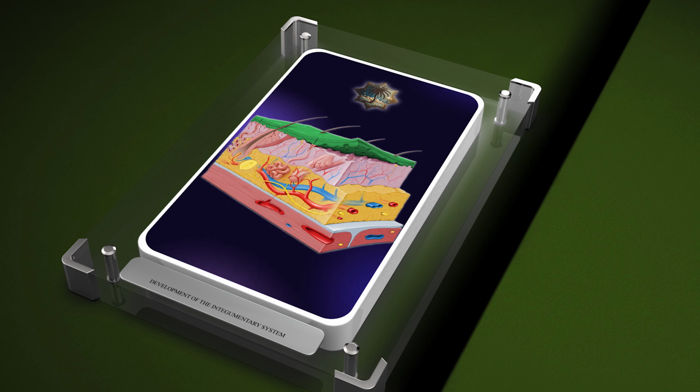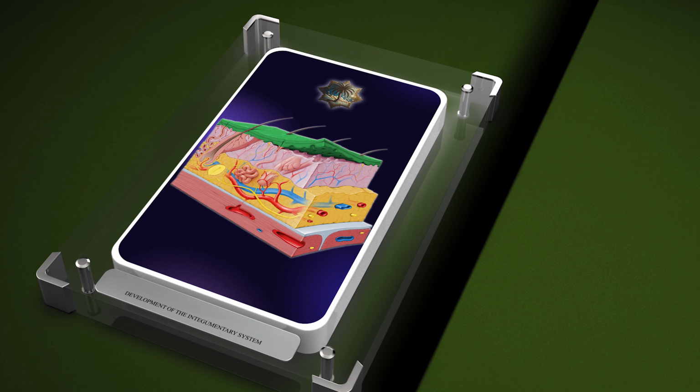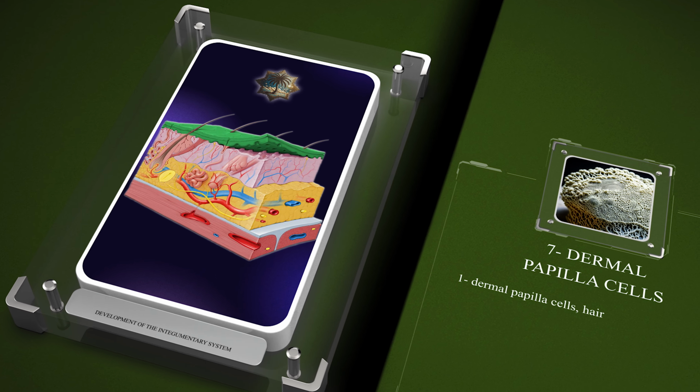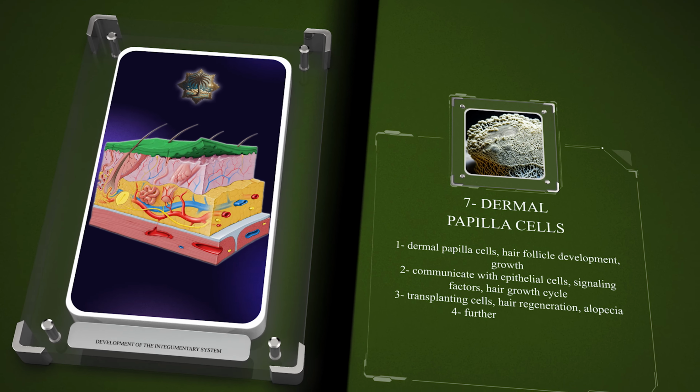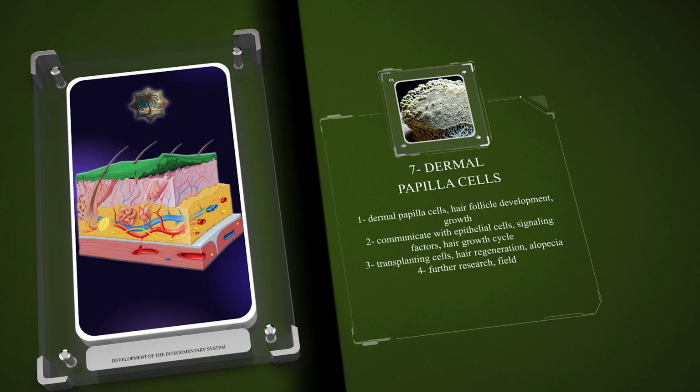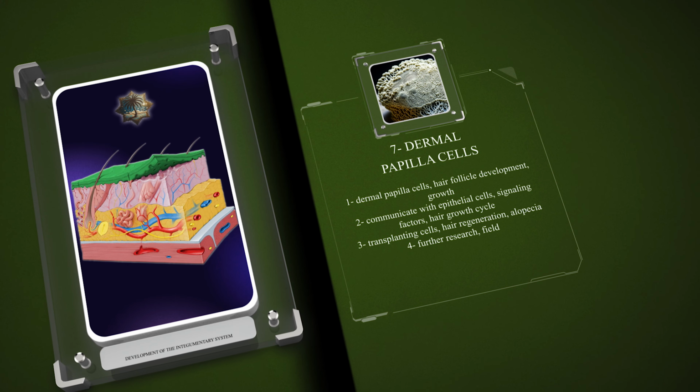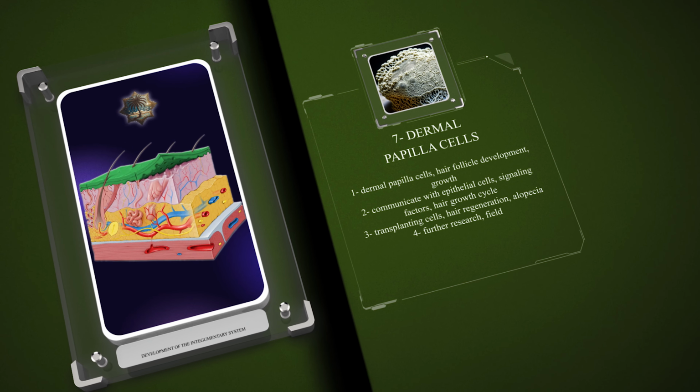Dermal papilla cells are important for hair follicle development and growth. They communicate with epithelial cells through different signaling factors to regulate the hair growth cycle. Transplanting these cells has potential for hair regeneration in alopecia cases. Further research is needed in this field.